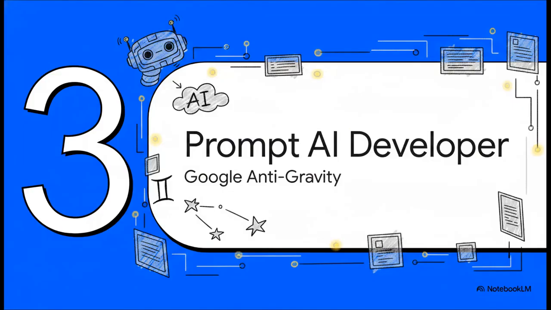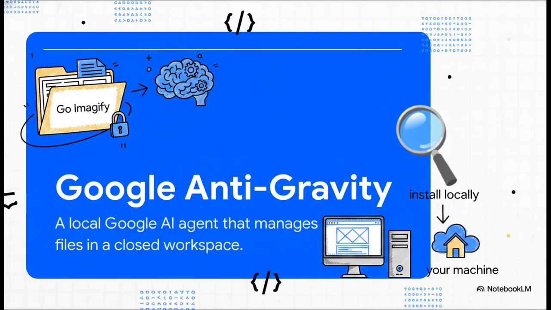Section 3. Prompting your AI developer. Hiring Google Anti-Gravity. It's time to meet your new lead developer, a powerful AI agent called Google Anti-Gravity, which runs on the Gemini model. So what exactly is this Google Anti-Gravity? Well, unlike your standard web-based chatbots, this is an AI agent that you actually install locally right on your machine. You just make a new folder on your computer. For our explainer here, let's call it Go Imagify. And you give the anti-gravity agent access to just that specific folder.